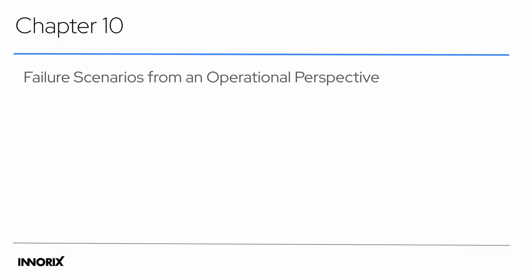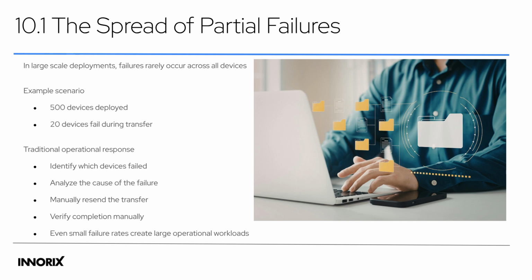Chapter 10 discusses failure scenarios from an operational perspective, where failures are inevitable, and efficient management is critical for large deployments. In large deployments, partial failures, where only a small subset of devices fail, create large operational workloads. Manual recovery involves identifying failed devices, analyzing the cause, manually resending the transfer, and verifying completion.